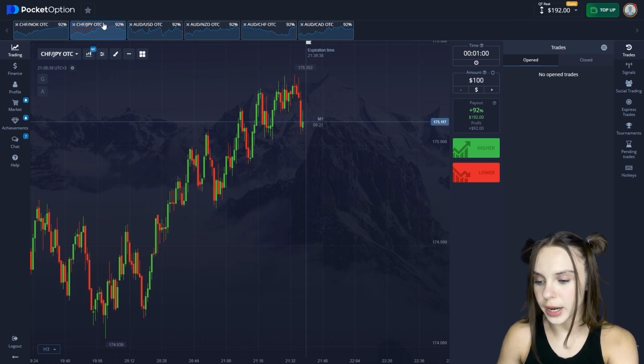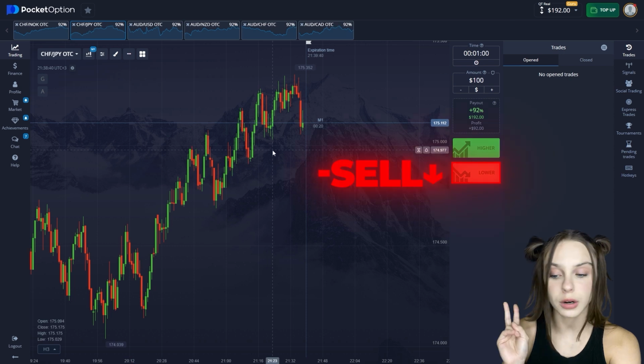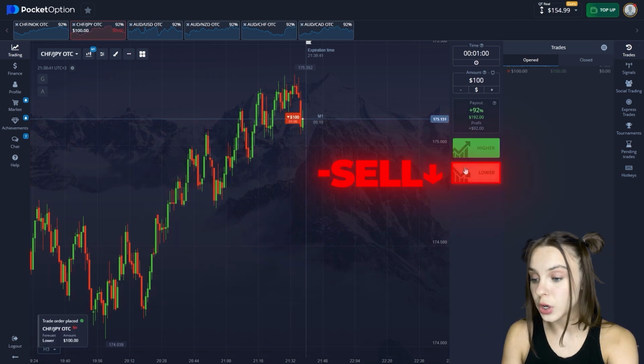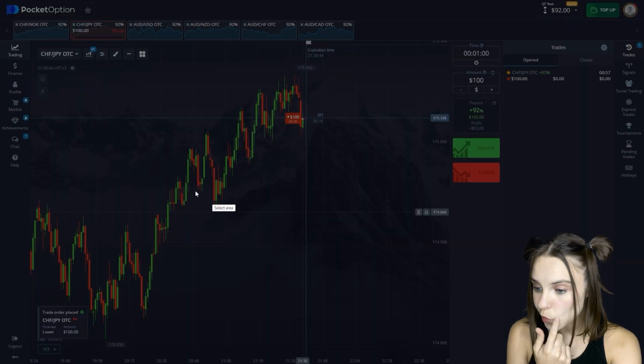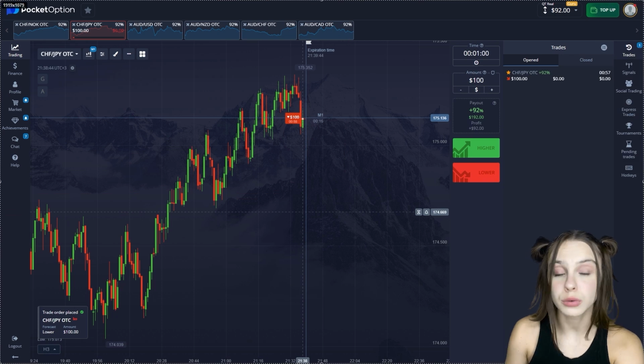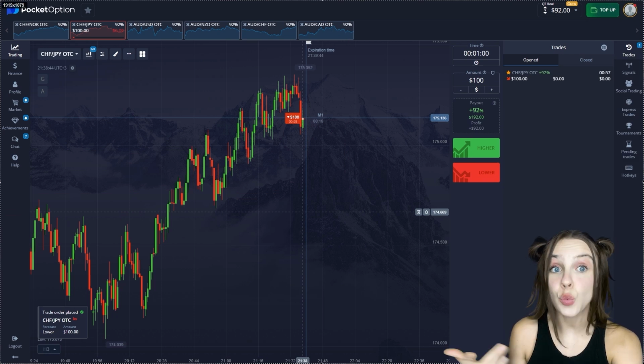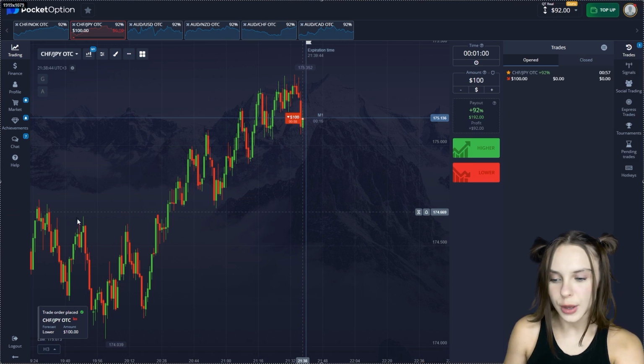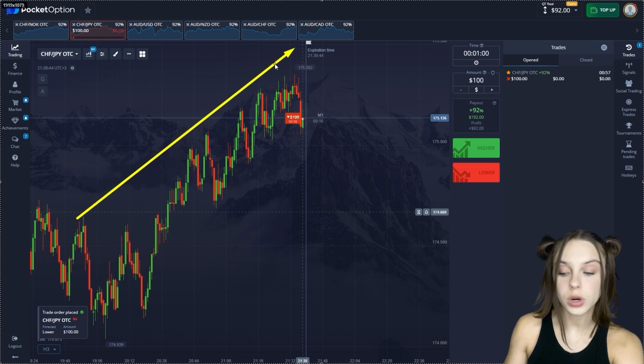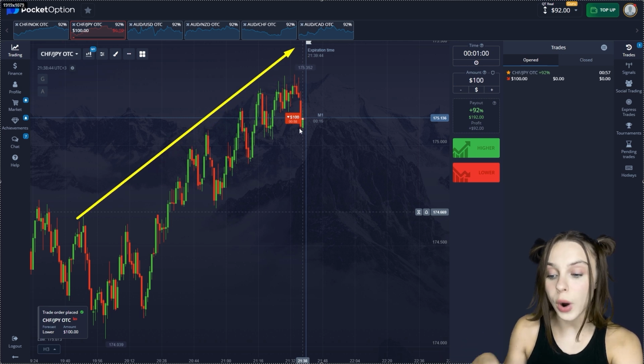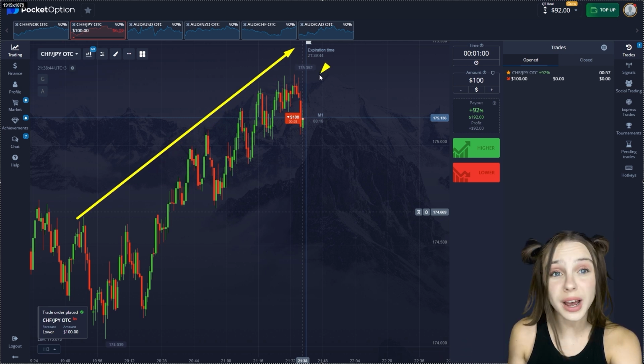Here we are already on the second currency pair. Here the situation is a bit different. We will open a deal on the downside, and now I will tell you why. We see that at the moment the general chart is moving towards the upward trend, but why did we open the trade on the downside?